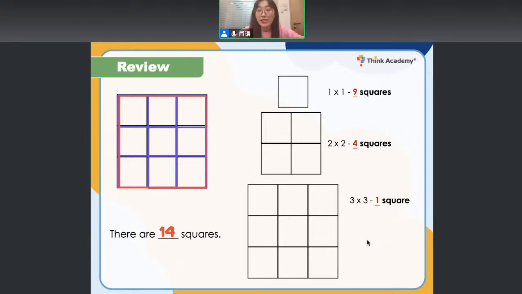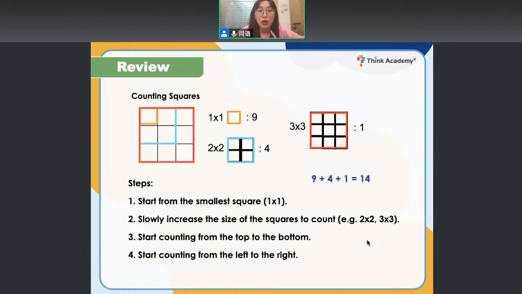So here you can see, what is the tip here? Usually we start from the smallest one, and then to the medium one, and then to the bigger one, and then to the biggest one. Okay. Now let's try one more. Here, everyone, maybe you can take a screenshot or just take some notes.